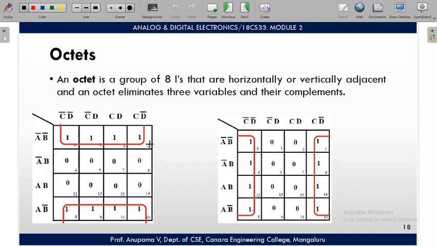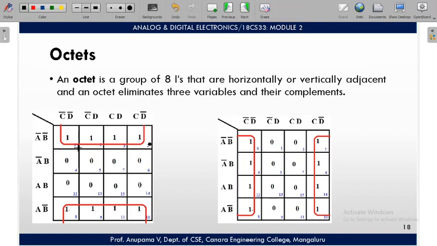A single K-map simplification can have an octet, a quad and a pair, or more than one quad, or more than one pair, or more than one octet in a single K-map.